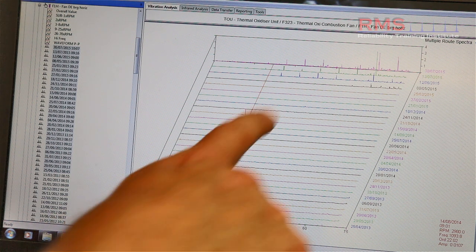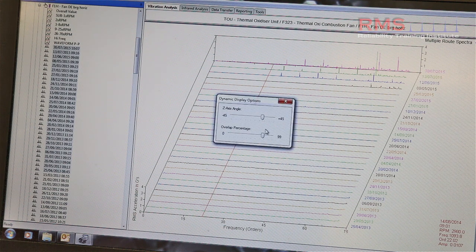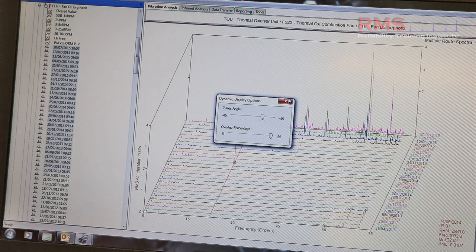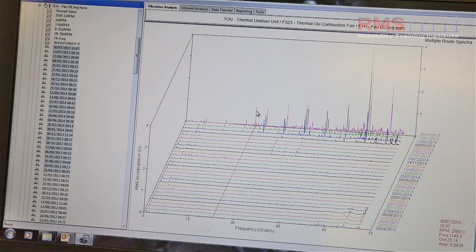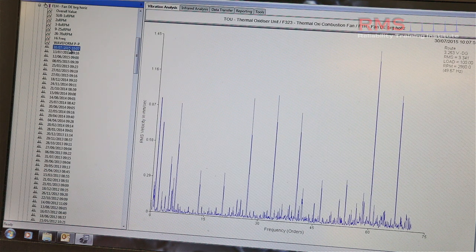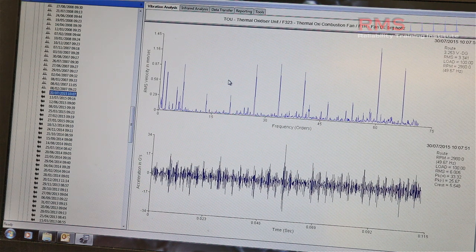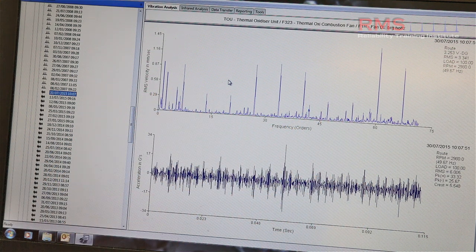If I turn it into acceleration, it becomes even clearer. And if I just do a dynamic display control, you can see it there. So we've obviously got a lot of high frequency activity here, and it's increasing, which is the key. So I'm going to jump back now to the spectrum, and I'm also going to select the waveform, because the waveform has a lot of information in there. This is quite telling now. We've got a frequency spectrum and we've got a time waveform.